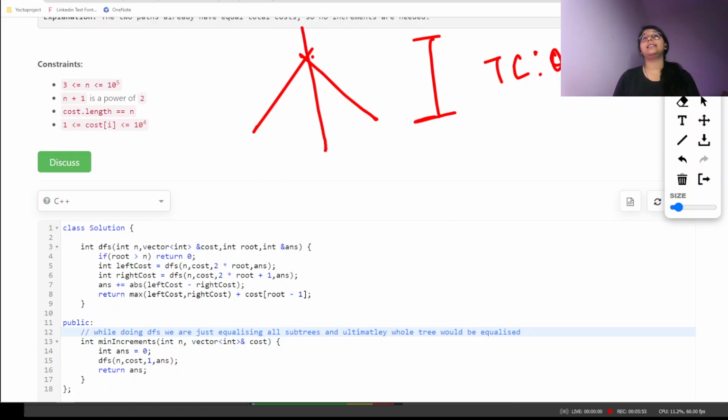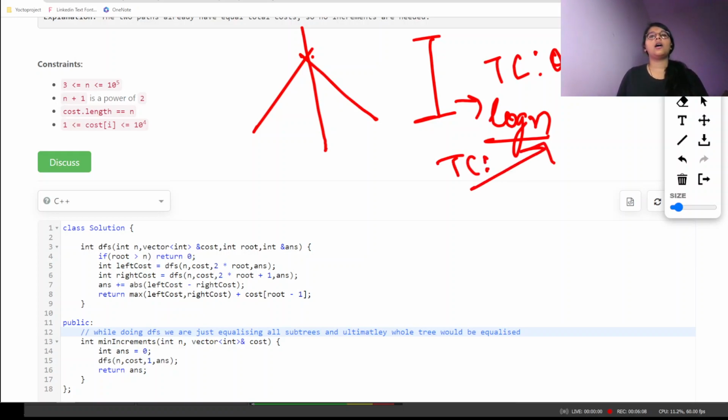But the thing is that it is a perfect binary tree, and its height would be directly equal to log n. Because of that only, the time complexity will directly become log n. And we are not using any extra space, so the space complexity will be order of 1.